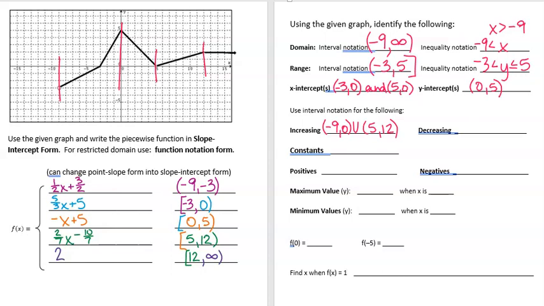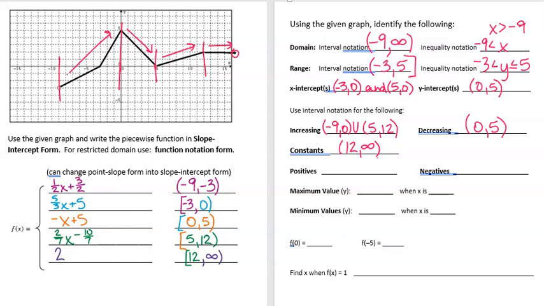The decreasing interval, it's only happening once. So here was increasing, but here is decreasing, and that interval is from 0 to 5. So from 0 to 5. The constant interval is where the graph is flat and straight and horizontal, and that's happening right here. So that starts happening at 12, but it doesn't stop happening. So in interval notation, that's from 12 to infinity.